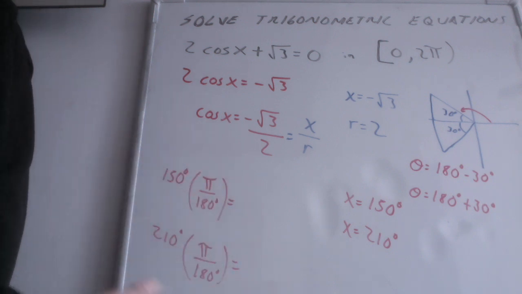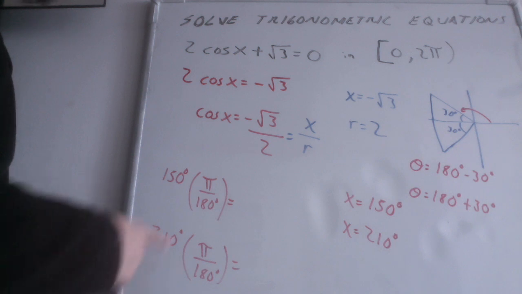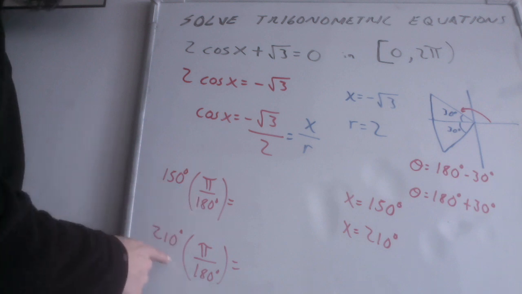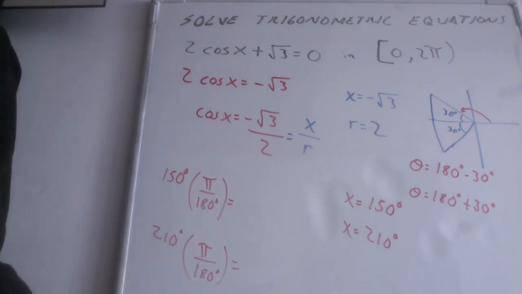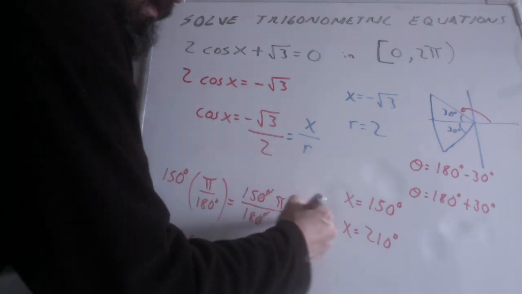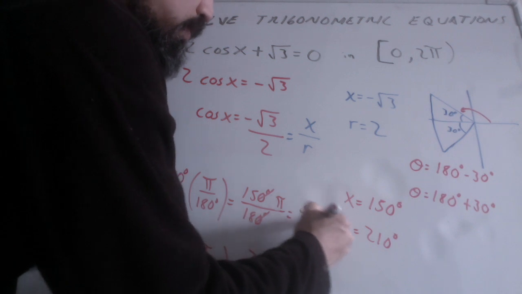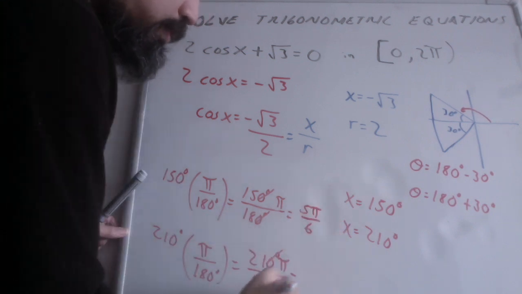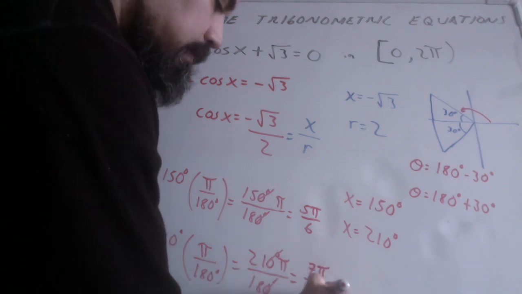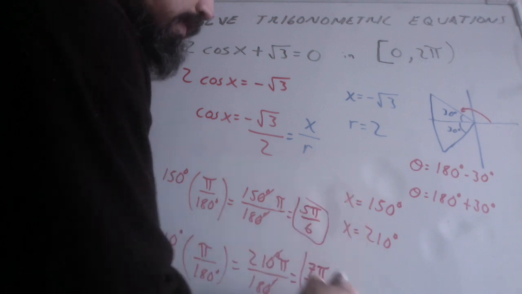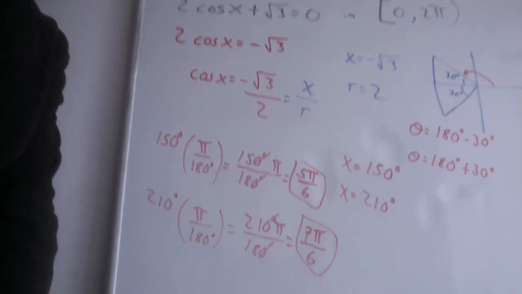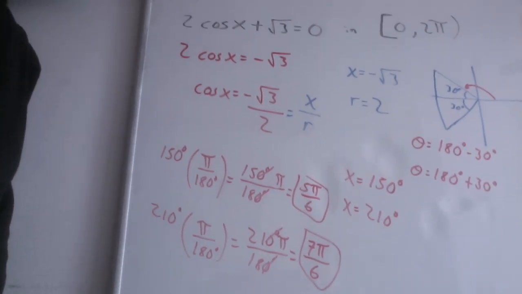So how do I convert degrees to radians? I'll multiply by pi over 180. So 150 times pi over 180 and 210 times pi over 180. If I simplify this, that's going to be 5 pi over 6, and 210 over 180 is 7 pi over 6. So Alex wants the answers in radians: 5 pi over 6 and 7 pi over 6.